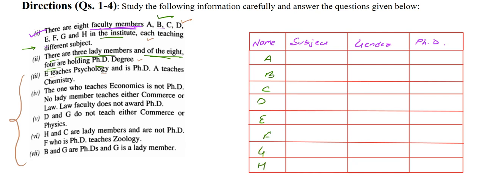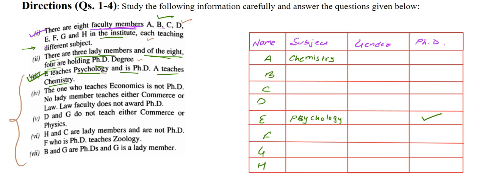Now let us begin with our third point, where we come to know which teacher is teaching which subject. E teaches psychology and is PhD. So E is teaching psychology. Let us write beside E psychology in the subject column. And E is also a PhD, so we will give a tick over here because this column is for PhD and E is given to be a PhD. Now we have A teaches chemistry. So A is teaching chemistry and we have no other information about A. So we will only write chemistry in the subject column.